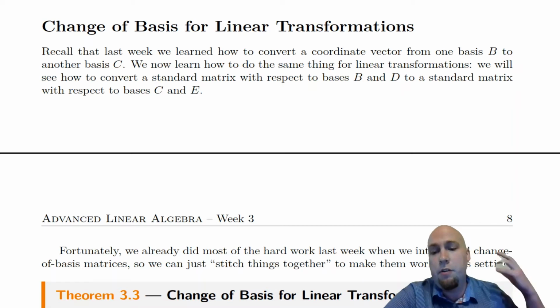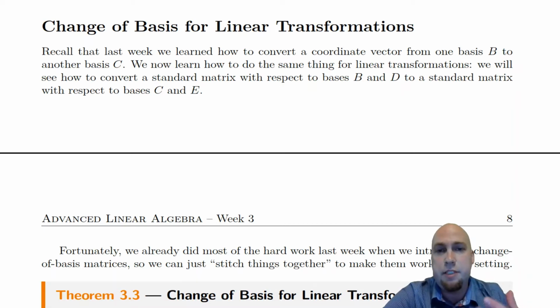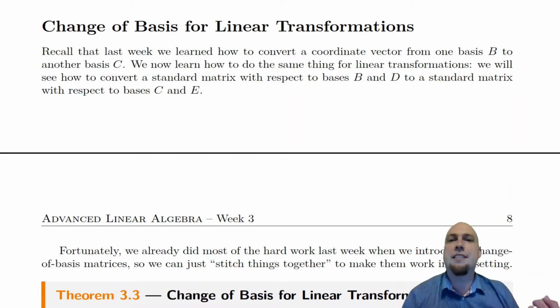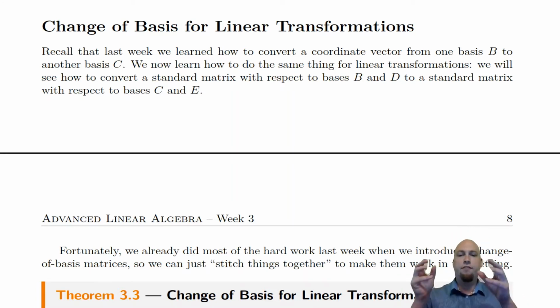So if you create a matrix of a linear transformation using one basis, but then change your mind and decide, oh, I want to use this other basis instead, how do you do that? We already talked about how to do this for coordinate vectors, right? If you have a vector v and you construct a coordinate vector [v]_B out of it, how do you change that to [v]_C with respect to some other basis C? Well, you multiply it by a change of basis matrix.